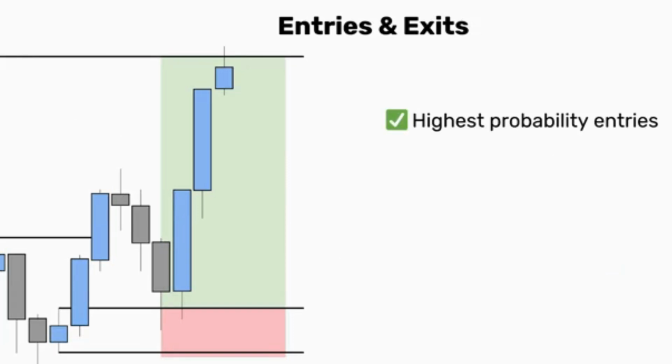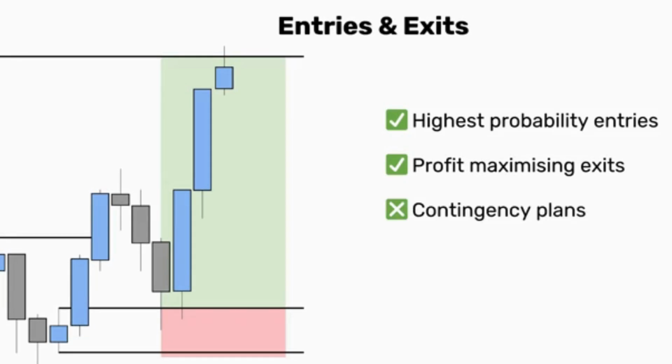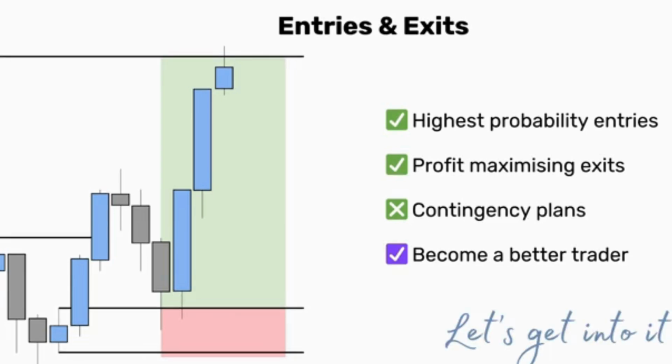I'm going to show you how to form the highest probability entries for your trades, how to maximize profits with your exits, and how to plan contingencies so that if a trade goes bad, you can still get out for a minimized loss or even a profit. All of these things are going to help you to become a better trader. So without further ado, let's get into it.